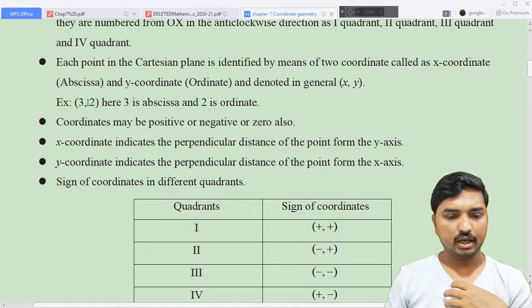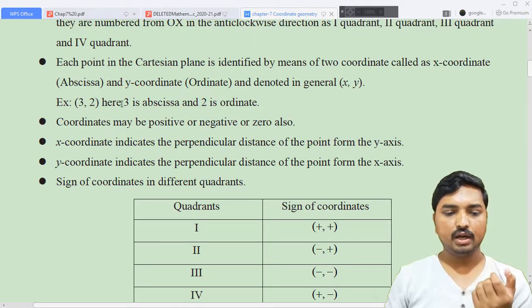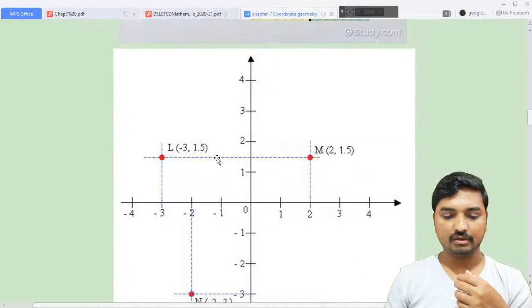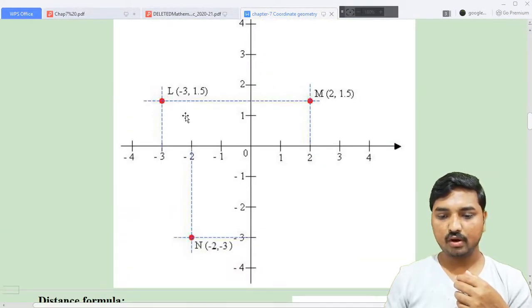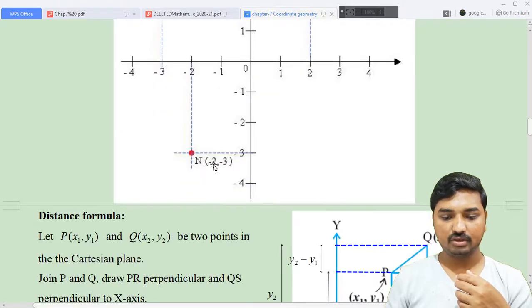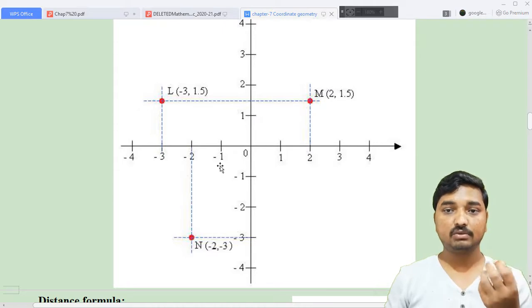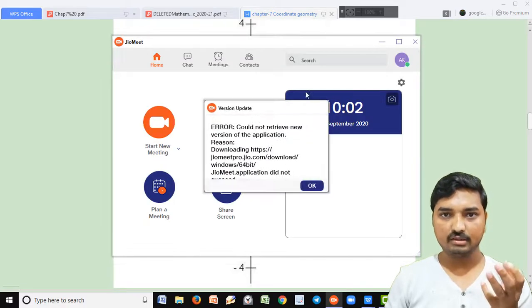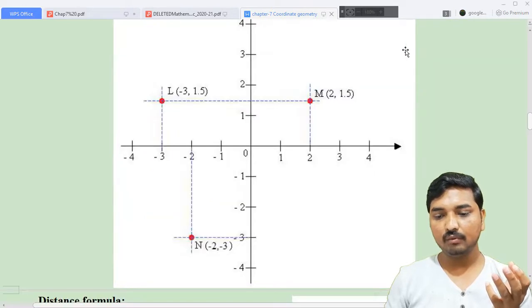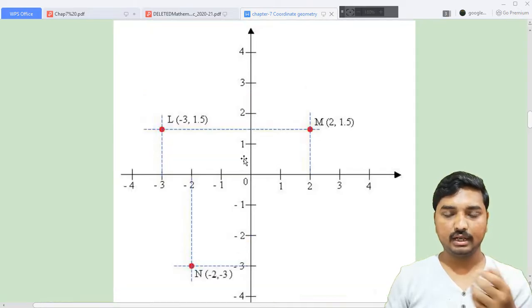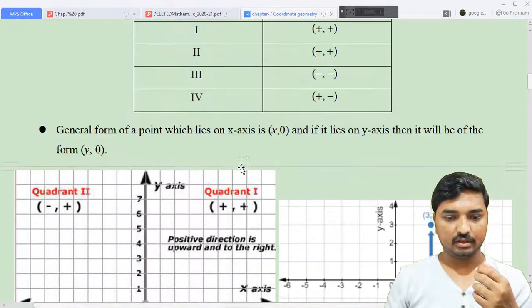Now I will move to the next point. Here I have given an example for you, (3, 2), where 3 is the abscissa and 2 is the ordinate. Coordinates may be positive, negative or 0. Here the coordinates are both positive, here one is negative and one positive, and here both are negative. Sometimes they may be 0 also. 0 will appear whenever the point lies on an axis. I'm going to clarify this in the next point.